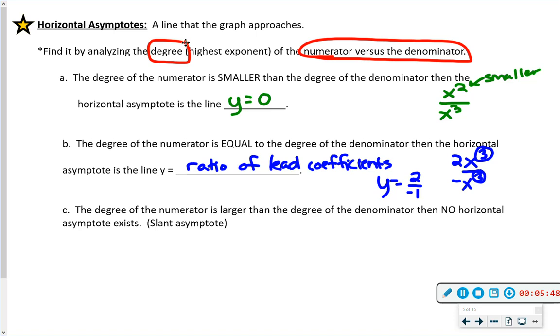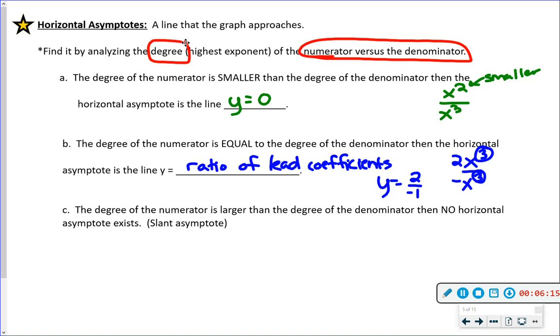Now, if the degree, and we will see this today and deal with it, if the degree of the top is larger, maybe the green fractions flipped, x cubed over x squared, that kicks us into what we call a slant asymptote, which will be super fun for us to find because that's going to require our skill set of long division, my friends. Because remember, the fraction bar means divide.